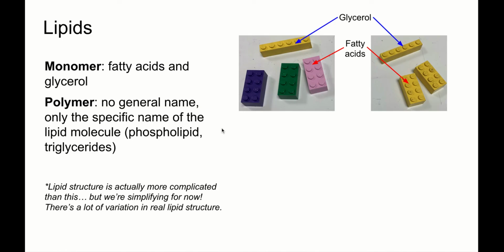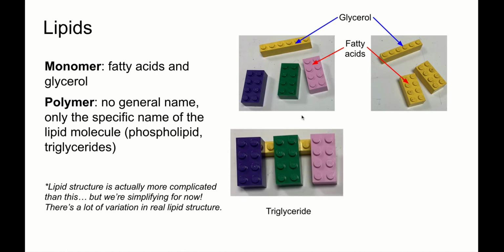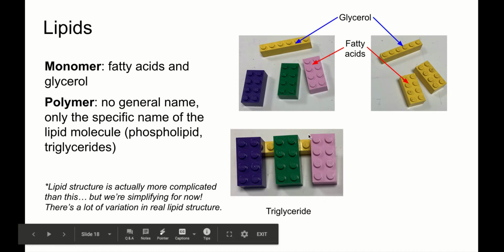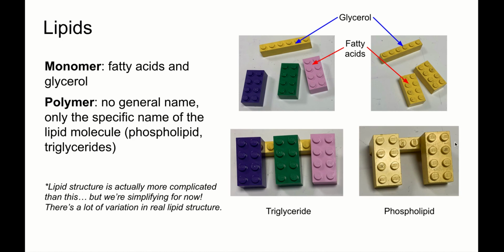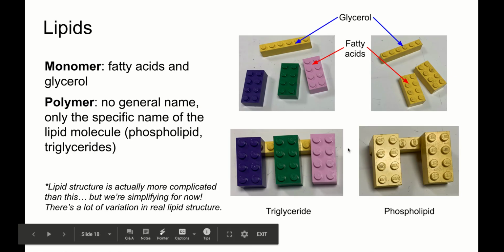And so you can see the picture on the left. We're going to put 3 fatty acids and 1 glycerol together. For this one, we're going to put 2 fatty acids and 1 glycerol together. And so this one, fully built, this is our polymer. This is a triglyceride. And over here, 2 fatty acids plus a glycerol, this is a phospholipid. And again, the polymer name would just be the name phospholipid or triglyceride.